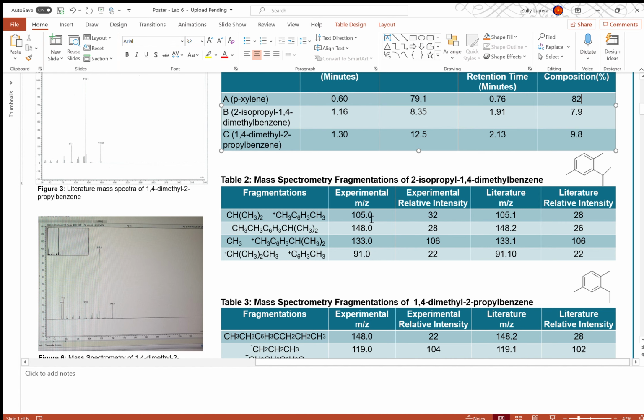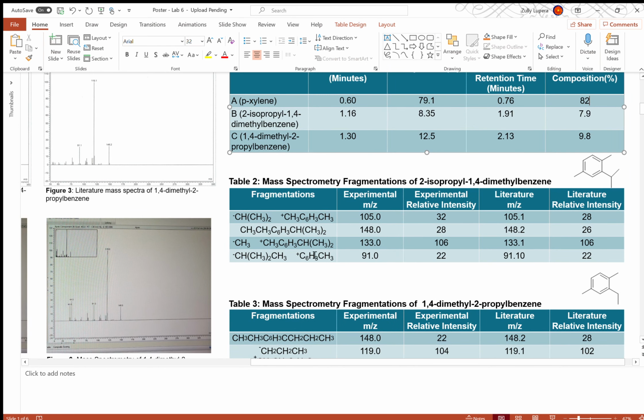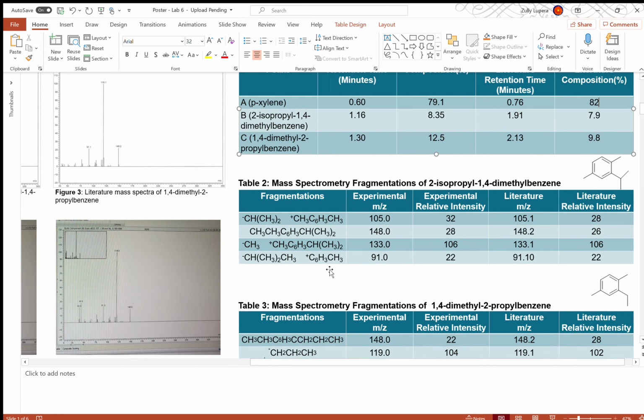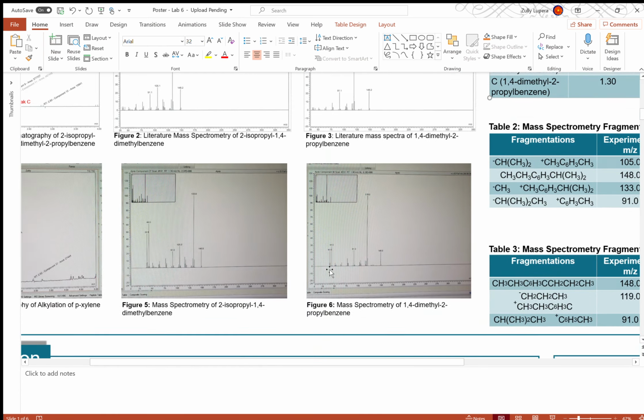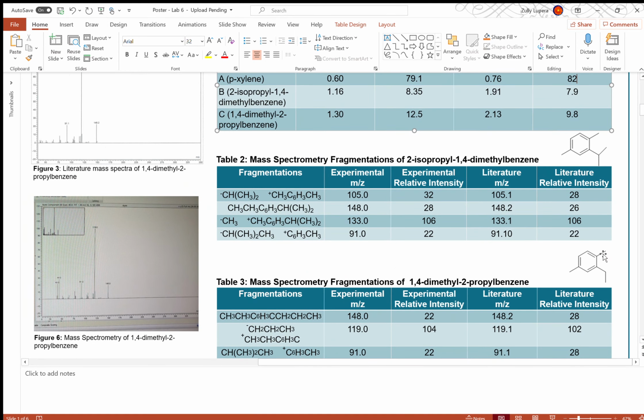Then we have the experimental MZ value of 91.1, which is very close to the literature MZ value of 91.10. And the relative intensities are the same for this fragmentation. Both have a relative intensity of 22, and this occurs when only the benzene ring and the methyl group are accounted for.